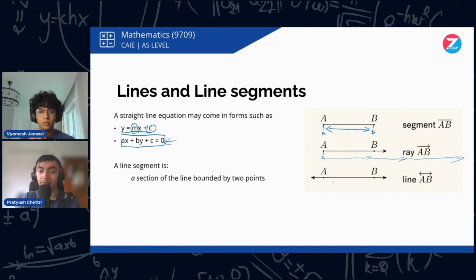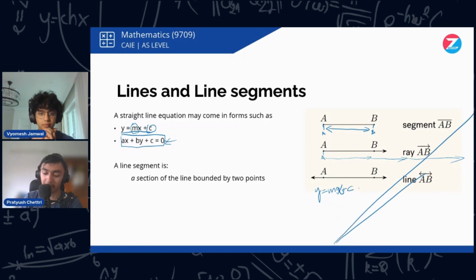And a line, which is what we're usually looking at, such as y equals mx plus c, since you have an infinite domain, you can have any values of x, right? The line could just keep going forever and ever, and it never stops.